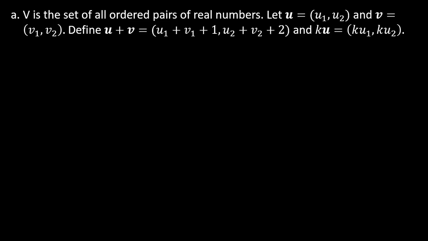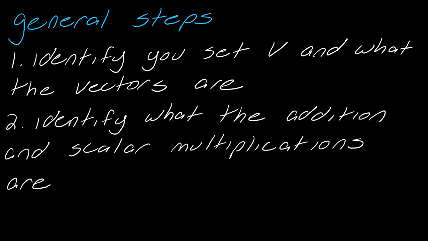Okay, so let's start with this first one. This one's actually a challenging one, so I think this is a really good one to wrap your head around some of the axioms if you feel like you're struggling with it. So V is the set of all ordered pairs of real numbers. This is step 1, right?